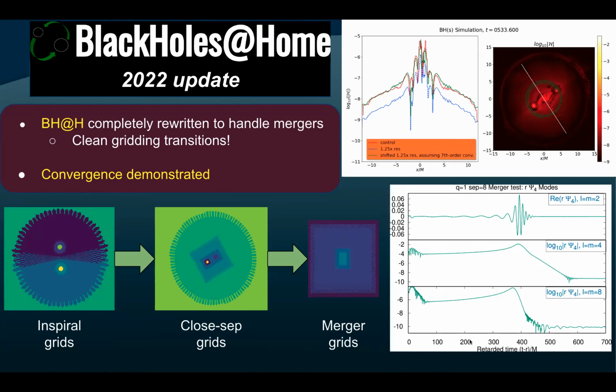I want to know your secrets because this is very difficult to do. I've tried to do this in Cartesian AMR grids, also with cube spheres, and the noise completely drowns out the signal in this. And let me say that L equals M equals 8 is also very, very important for next generation gravitational wave detectors.